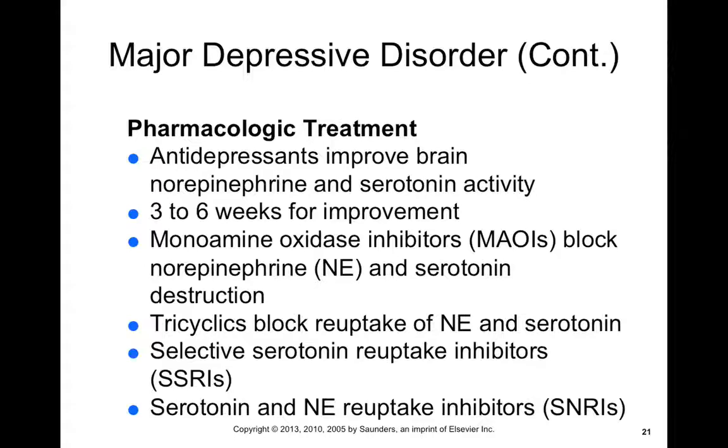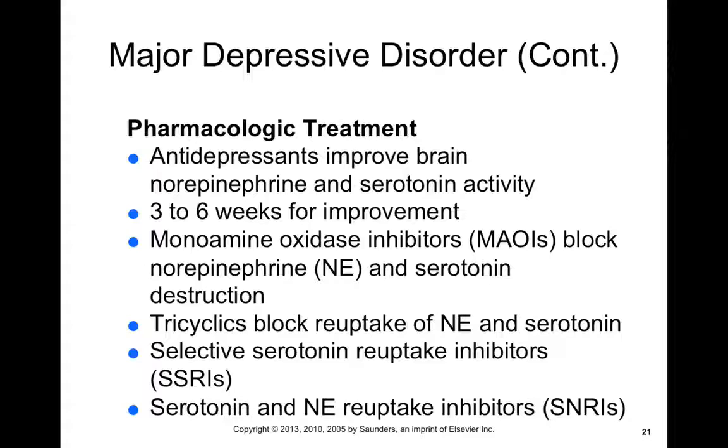Pharmacologically, we use antidepressants to treat major depressive disorder, and these improve things like norepinephrine and serotonin activity. We see that it typically takes 3 to 6 weeks for improvement. So people think that if you take a pill, you're going to see improvements immediately, because that's typically the experience that individuals have with drugs. However, with antidepressants, it might take 3 to 6 weeks for improvement to result.